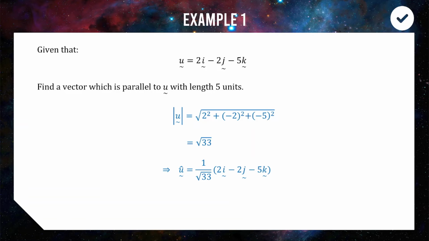Okay, now we have that. Like I said, all we need to do now is just multiply this vector by 5 and its length will go from 1 to 5. So there is our vector, which is parallel to u, but instead of having length root 33, it has length 5 units. Ta-da.